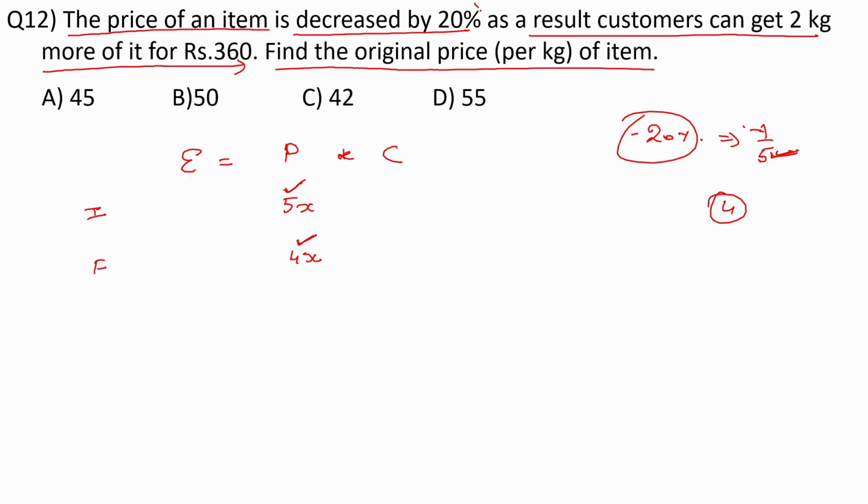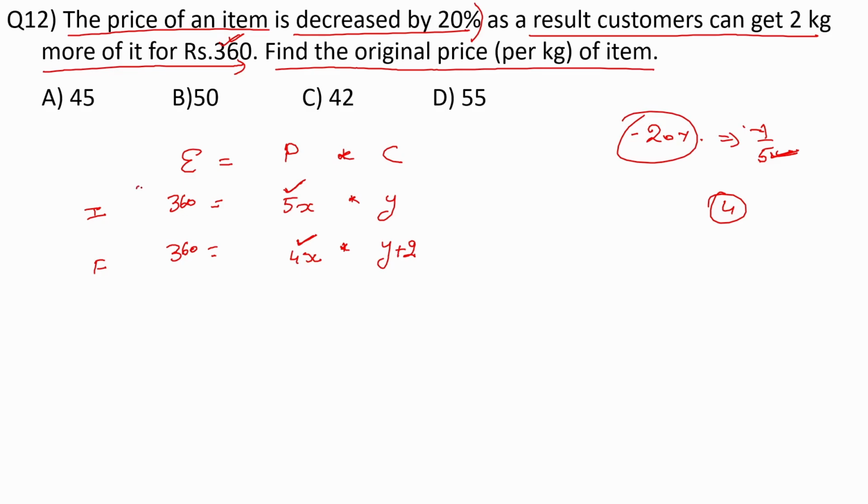As the price decreased by 20%, a customer can buy 2 kg more for rupees 360. So let me suppose he is spending 360 rupees. With this 360 rupees, he can buy only y kgs. And with the same 360 rupees, with the decrease of price, he was now able to buy 2 kgs extra as the price got decreased. So I can say 360 equals 5x into y and 360 equals 4x into y plus 2.